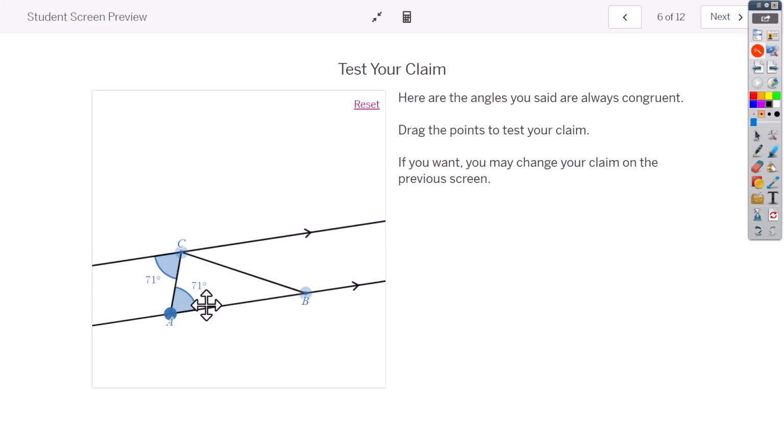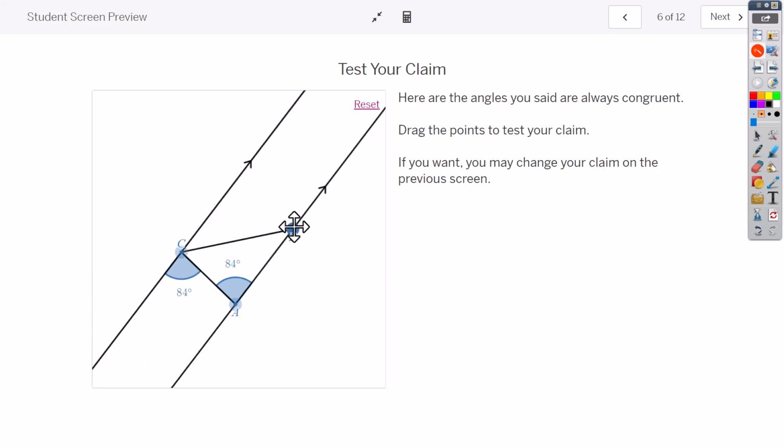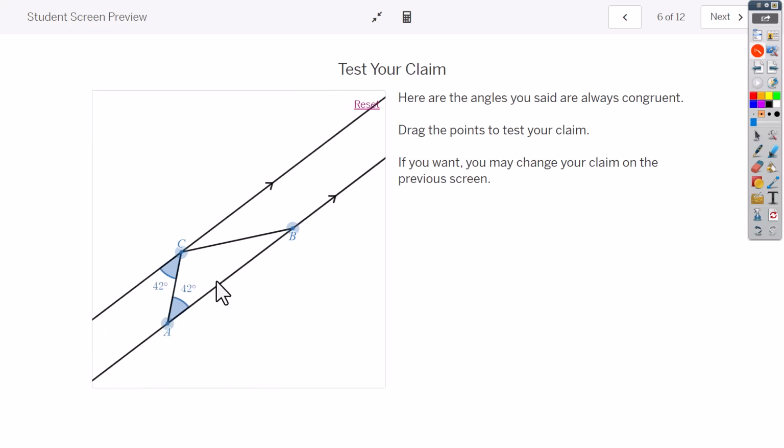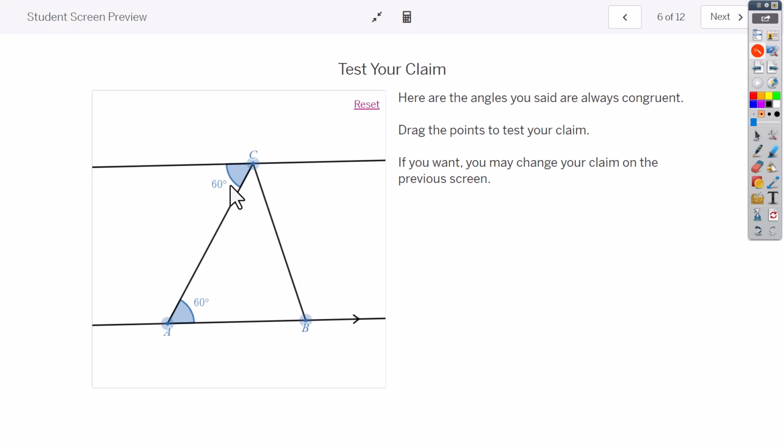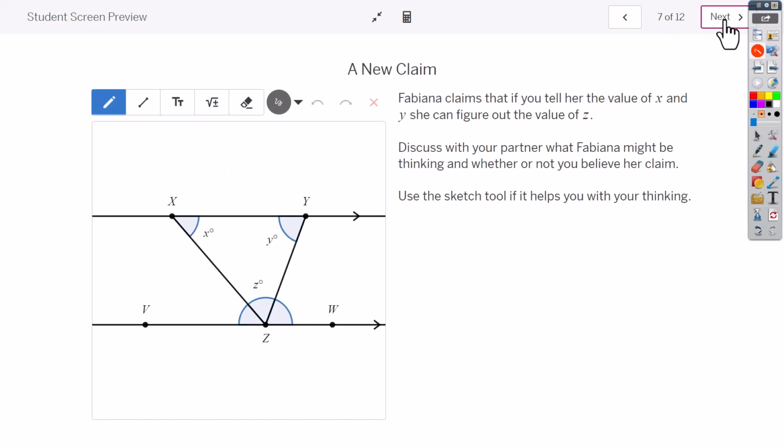What if I move A? Let's see what that does. Nope, those two angles are still equal to each other. No matter what I do with A, B, and C, as long as those two lines remain parallel, those angles that I marked are going to remain congruent. And this brings us to one of the proofs of proving that a triangle has 180 degrees.